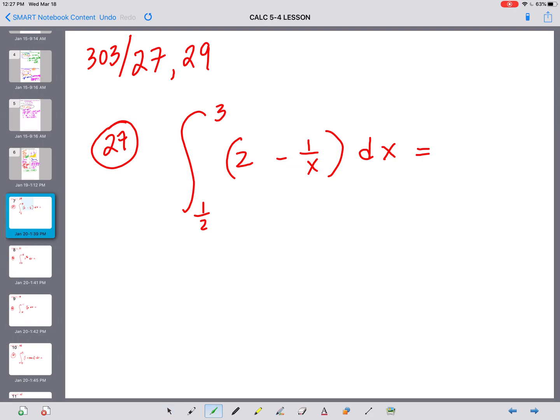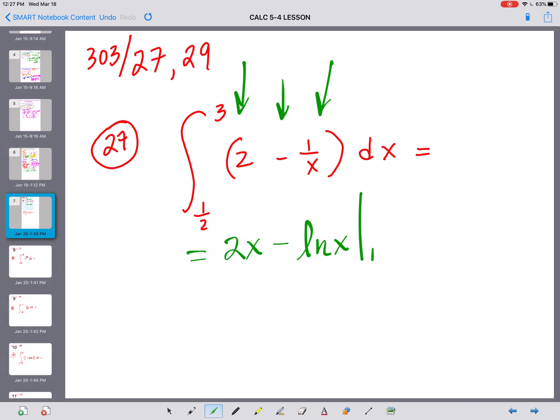Let's get started here. We're looking for the antiderivative of just 2. Well, that's 2x. We have a minus. Now, the antiderivative of 1 over x from chapter 3 is natural log of x. There are the two antiderivatives. I put a minus in between only because there was a subtraction symbol in between. I have my straight evaluation bar, 1/2 to 3. Let's go ahead and evaluate.